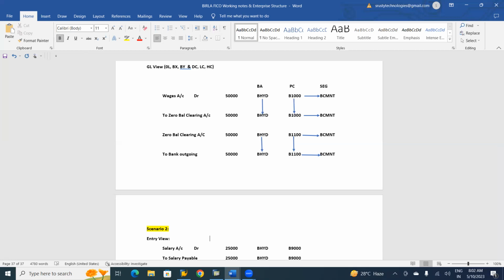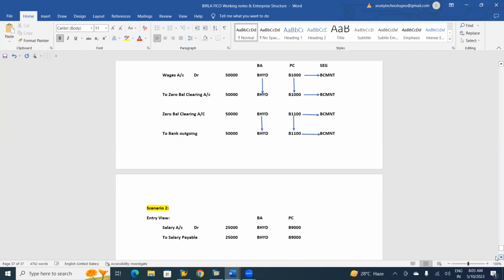So here it is. Business area. This is profit center. So what entry view here? So debit balance, where is it not equal? Sorry, it's not Hyderabad. I'll just change it to Guntur business area. We have Guntur business area. So where is it not equal? Business area level. So how will the document splitting happen? GL view. Again, same thing.